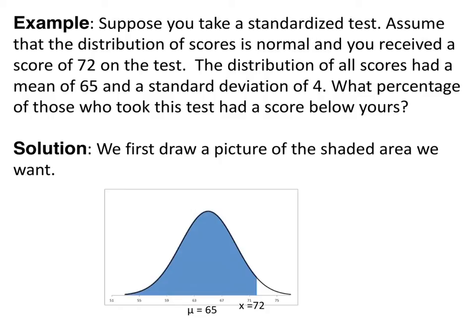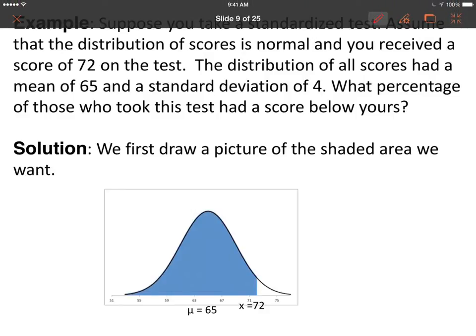All right, the first thing we're going to do is draw a picture. So I have my normal distribution drawn here. I'm going to label my mean. My mean is 65. And I'm going to label the value that I'm interested in. Here, it's the observation x equals 72. That was my score. And now I'm going to shade the area that I'm interested in. I want to know what percentage of those who took the test had a score below mine. So I'm going to shade everything to the left of 72. This is the area that we want.